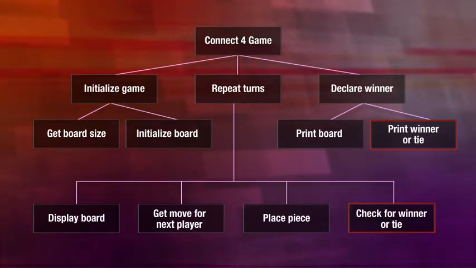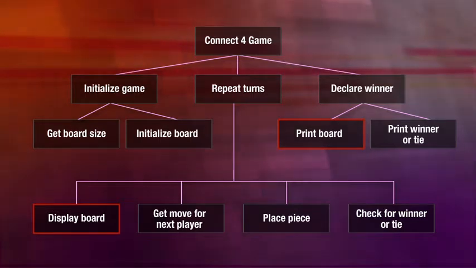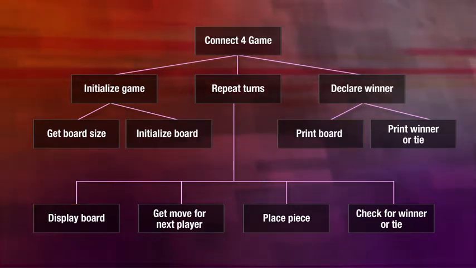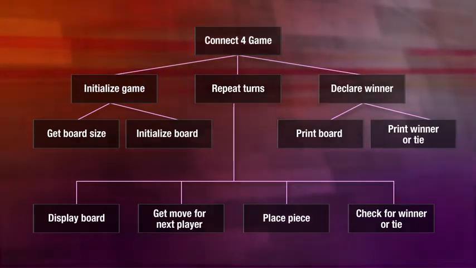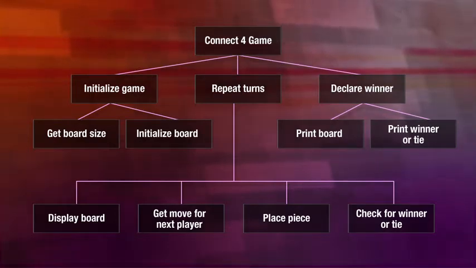We also have a display board node in 2 different places, both as something that we do at the beginning of each turn, and as something that we do before printing the winner. And again, we can write one function that gets called from 2 different locations, thus saving us coding time. So, we've broken down the game into a series of subtasks, each of which can be implemented in a function. And we've even identified a way to reuse some of our functions.